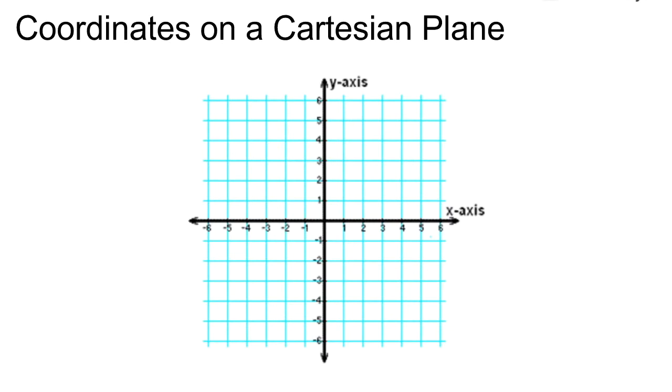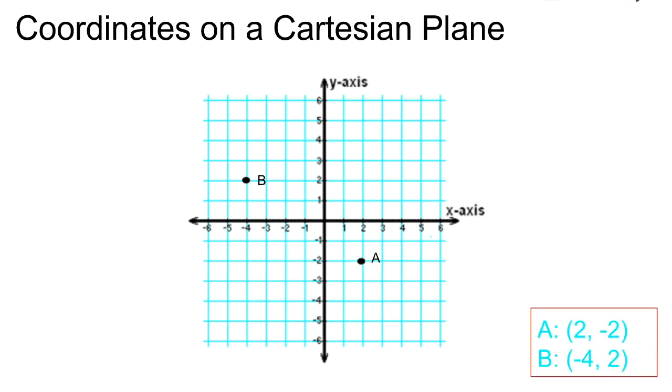Coordinates on a Cartesian plane. X is horizontal, Y is vertical. When writing coordinates, remember that X comes first. Find the coordinates for point A and point B. Point A has coordinates of 2x, negative 2y. Point B has coordinates of negative 4x and 2y.